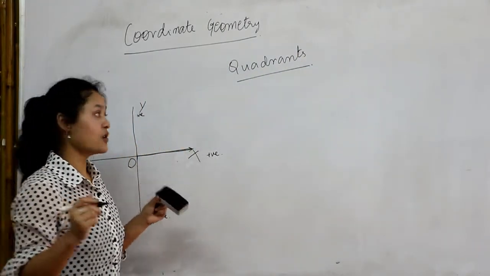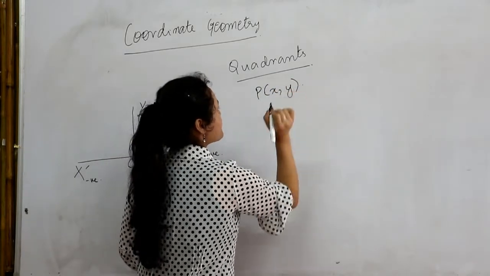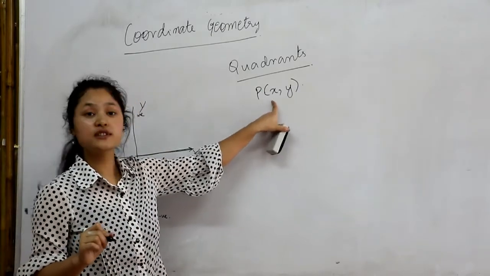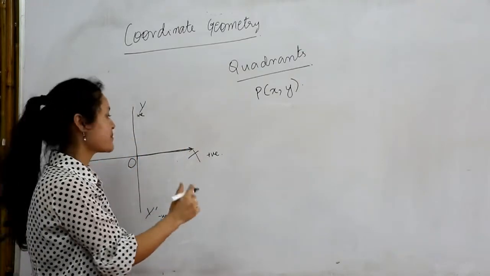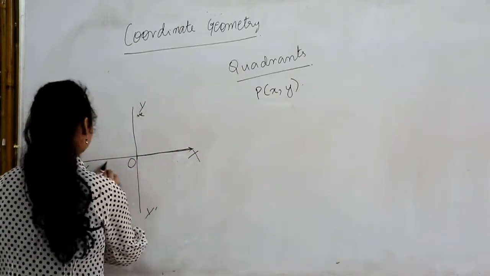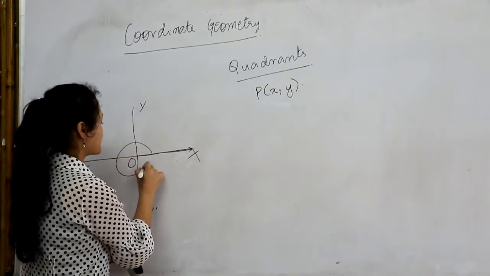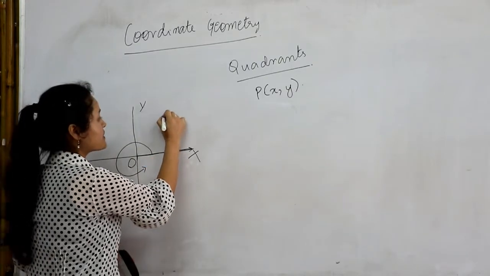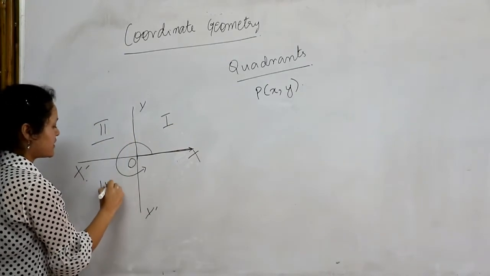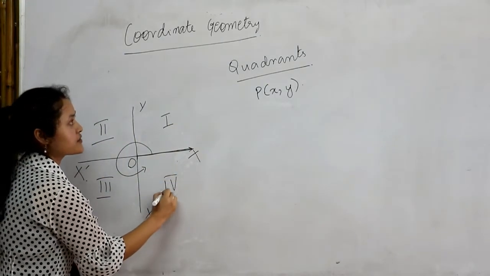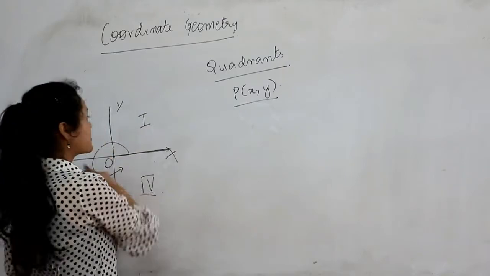If I were to locate some point P whose coordinate is (x, y), I will see in which quadrant it lies. The quadrants are numbered in the anti-clockwise direction. This one we call the first quadrant, this one the second quadrant, this one the third quadrant, and this one the fourth quadrant.